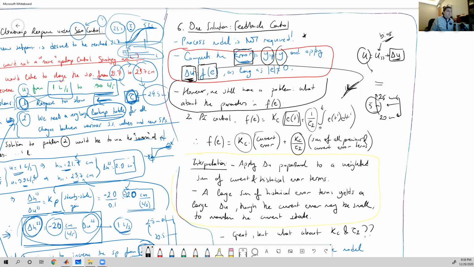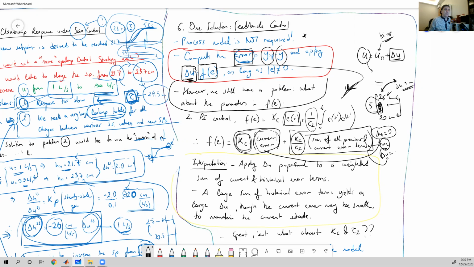For instance, one very important thing: let's say that you are at 24.9 centimeters. A very little error remains. If Kc is not a very high value and the current error is very small, the contribution of this part is going to be very small. So delta U1 is going to be almost equal to 0. However, if we have a long history or a large number of error terms, and from 20 to 25 we had many error terms, we are still going to have a large value of the second part, call it delta U2. So maybe this part is going to be 0, but there's going to be a part which is substantial in determining the delta U value.